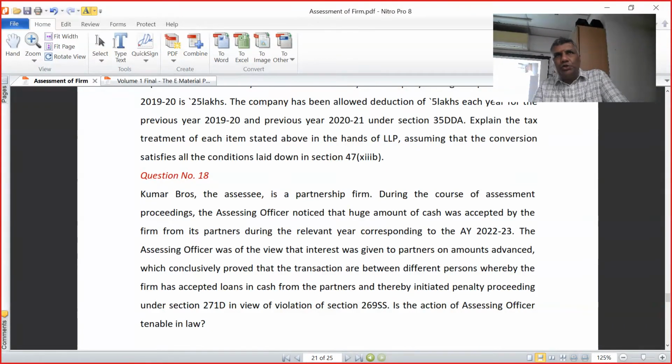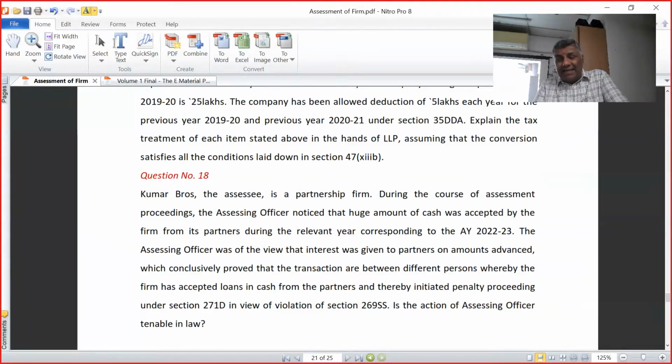I know this question goes to the penalty chapter. I'm taking up this question, but in the penalty chapter, I will discuss this in detail with you. Kumar Brothers, the assessee, is a partnership firm. During the assessment year, the assessing officer noticed that a huge amount of cash was accepted by the firm from its partners. The AO was of the view that interest was given to partners on amounts advanced, which conclusively proved that the transactions are between different persons, whereby the firm has accepted loans in cash from the partners, and thereby initiated penalty proceedings under 271D. I'll keep it. This is the case law of Muthoot Financiers, where the firm and the partners are one and the same.